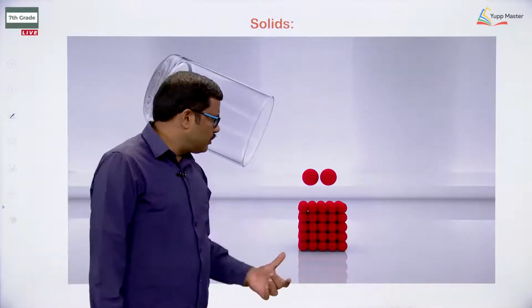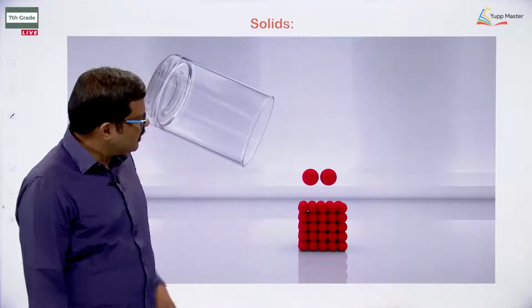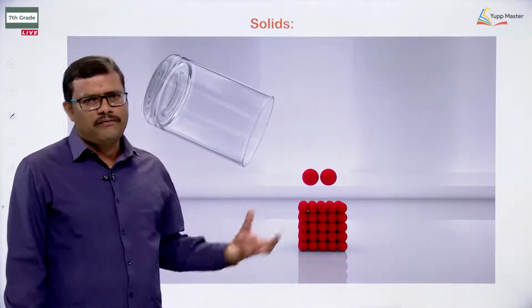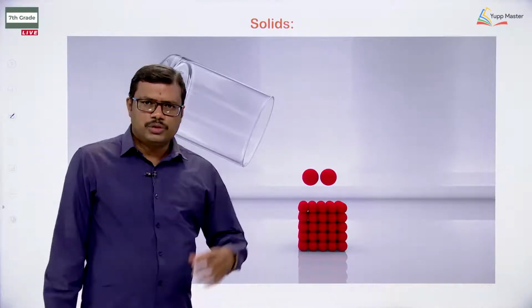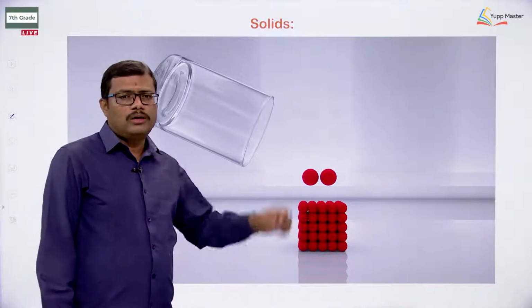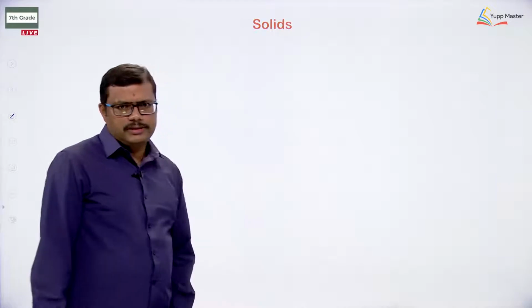If you observe these particles, the particles are separate from each other and all the particles are arranged in a beautiful ordered fashion. The reason is that they have some attractions. So, attractions play a major role in the case of matter, especially in the case of solids.